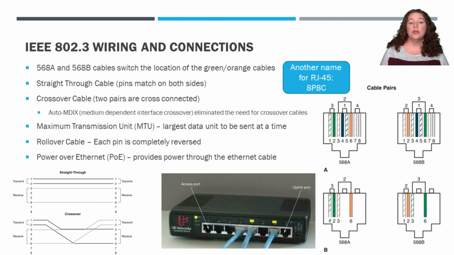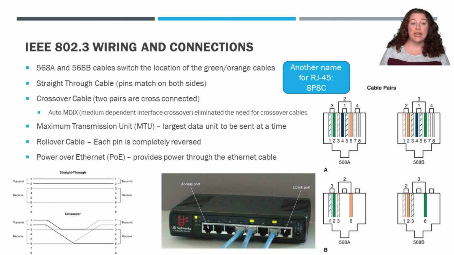Another type of cable that we use is called the rollover cable, where each of the cable pairs is completely reversed. So none of the pins are in the same position. They are all switched. We also have a Power over Ethernet cable that provides power through your Ethernet cable. This is used in a lot of situations where you can plug your Ethernet into something and receive power through one of the twisted pairs.